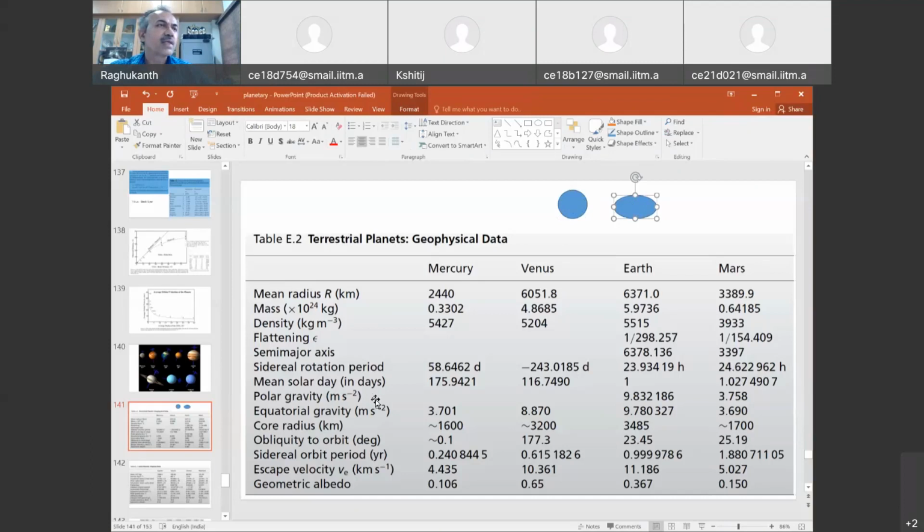And the gravities people have found out. Then equatorial gravity, core radius, how much is the inner core size. Of course, Earth we know almost because of earthquakes, but for other planets, these are all approximate estimates actually.